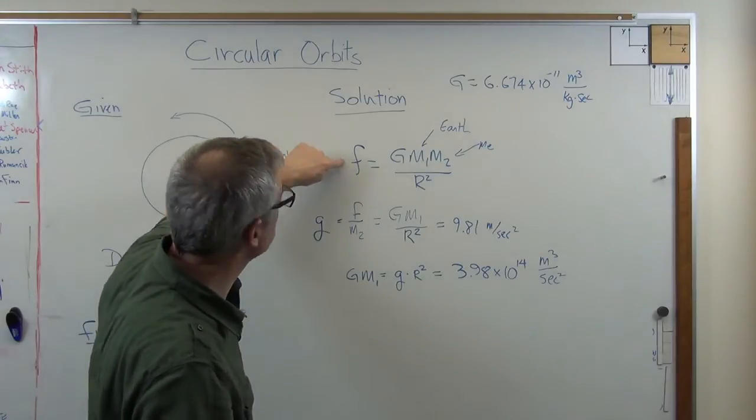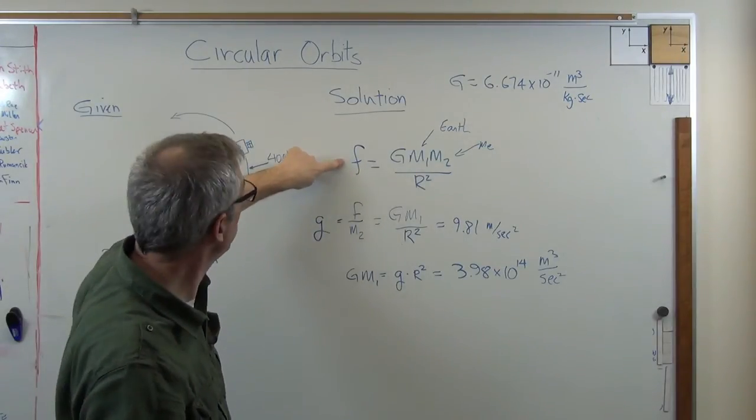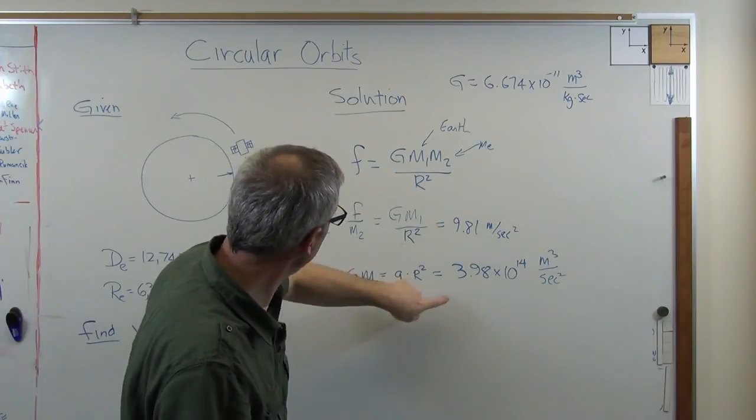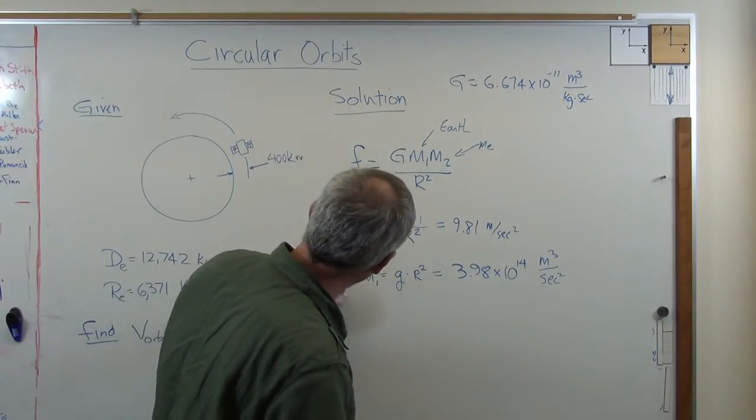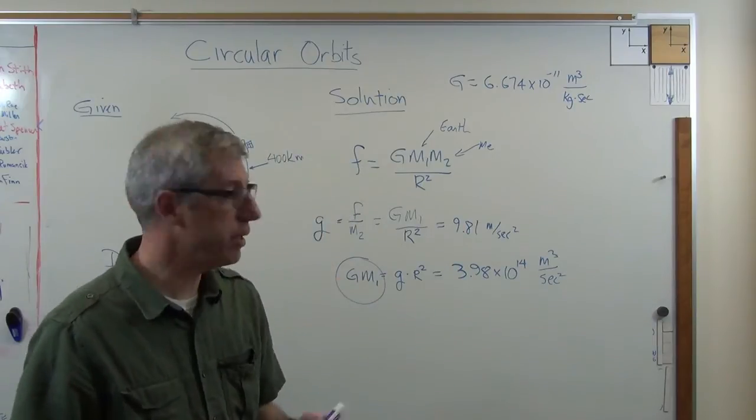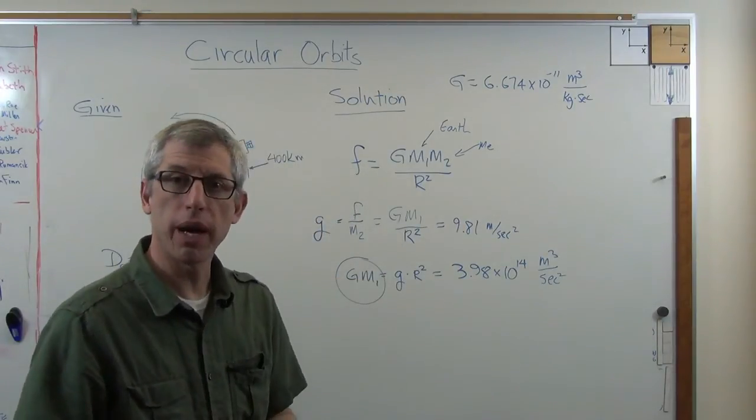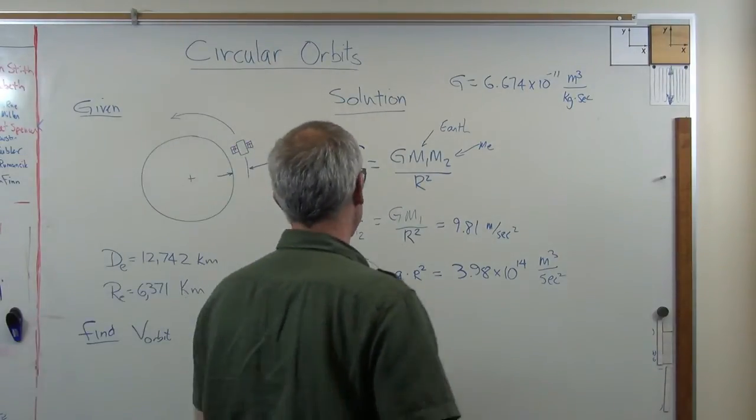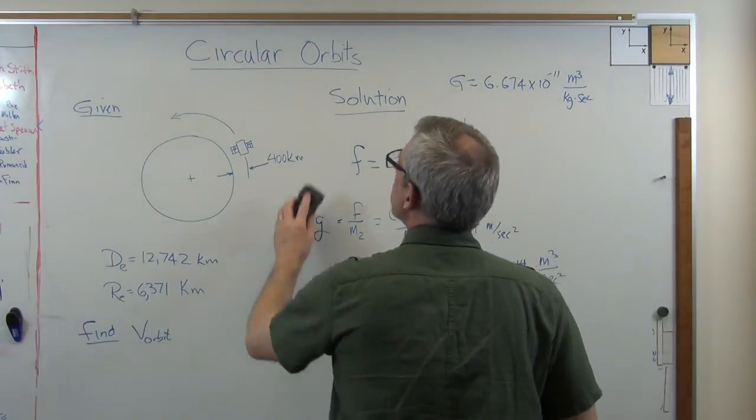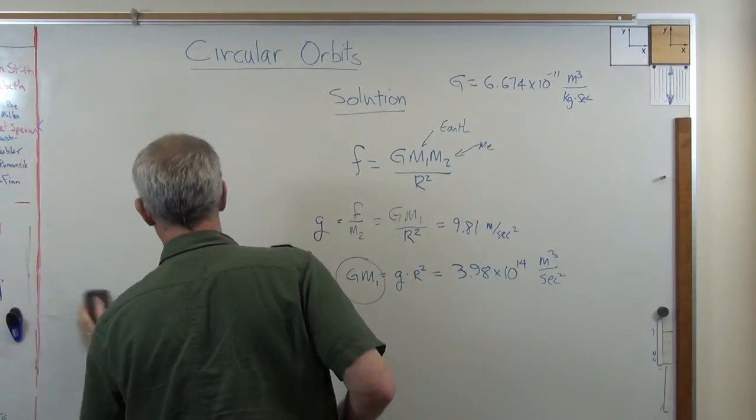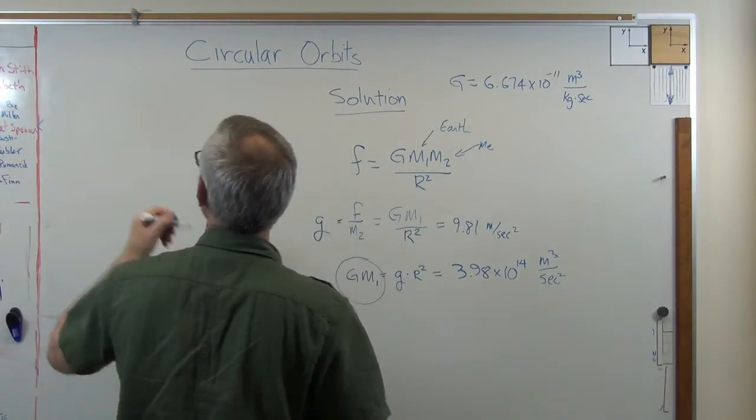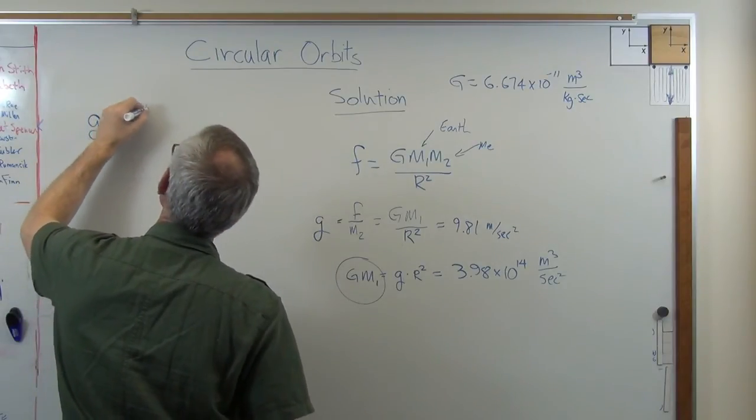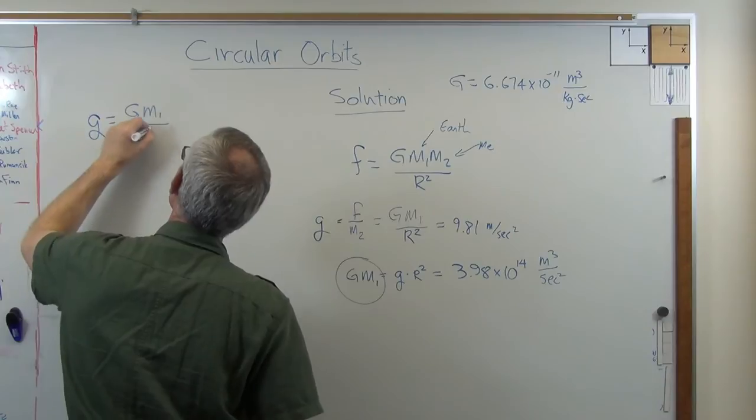So I started with Newton's gravitational expression here, got it into a form I can use, and finally got this funny GM1. I've got that product, I found an actual number for that. Now that I know that, I'm going to go back into this expression. Let's erase this. Okay, now I'm going to do this exact same thing again. I'm going to write g equals GM1 over R squared.